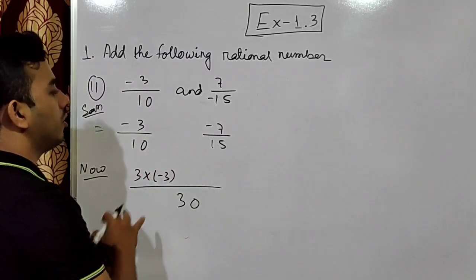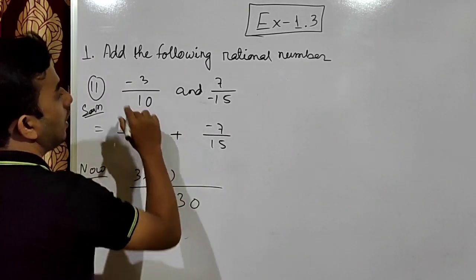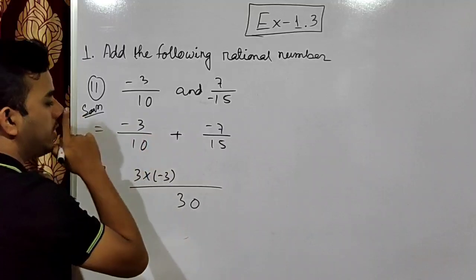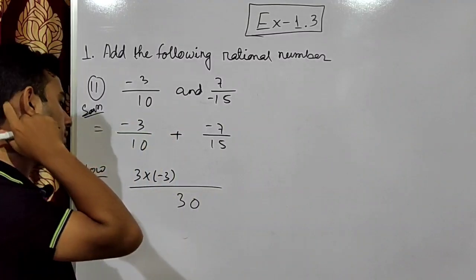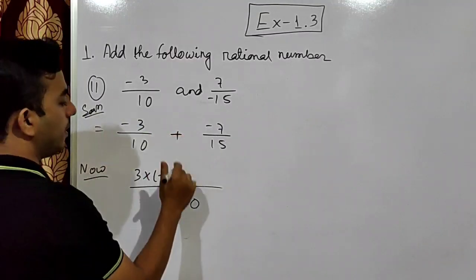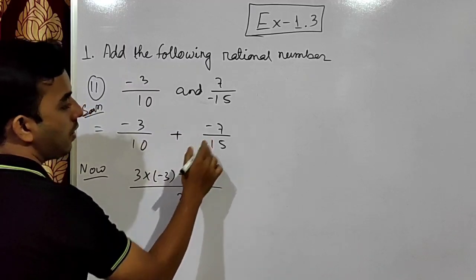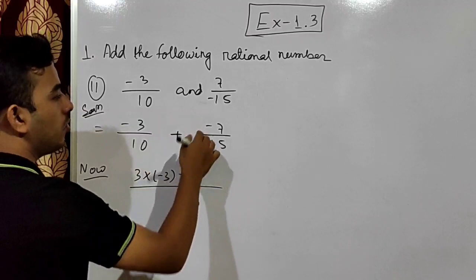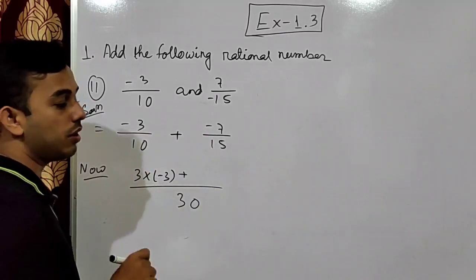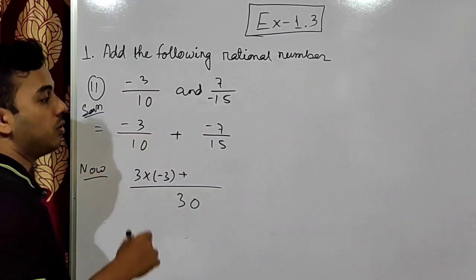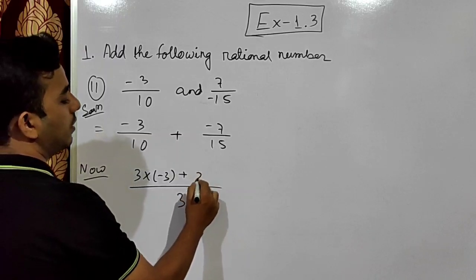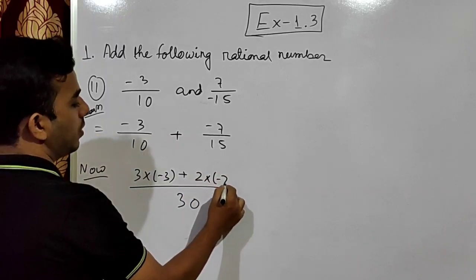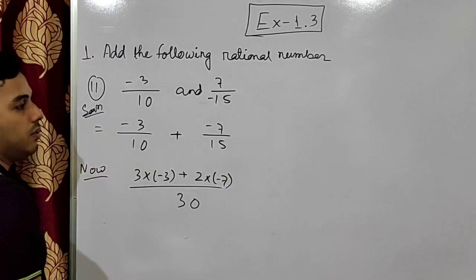Okay, here you give a plus sign. Add the following, right? So 3 into minus 3 by 10 plus minus 7 by 15. Now 30 divided by 15 is, sorry, 2. So 2 into minus 7. Up to this clear? Okay.